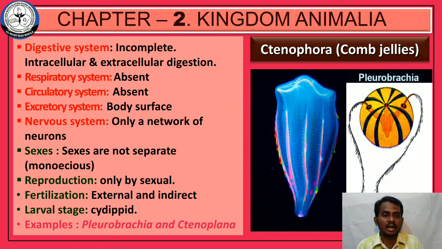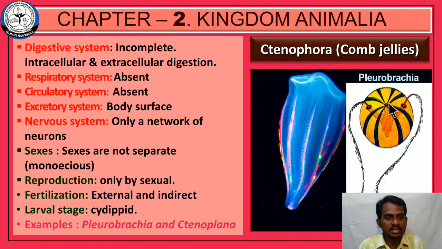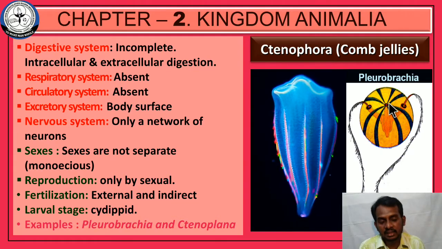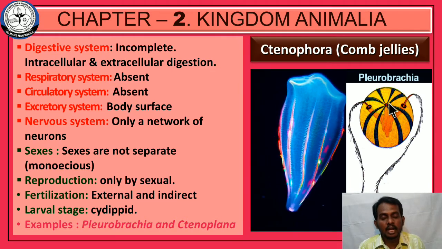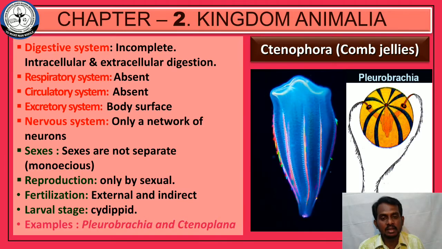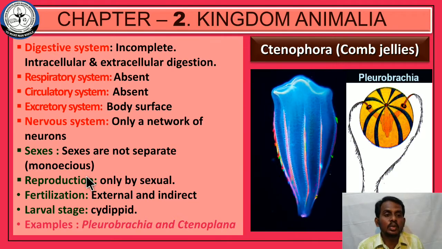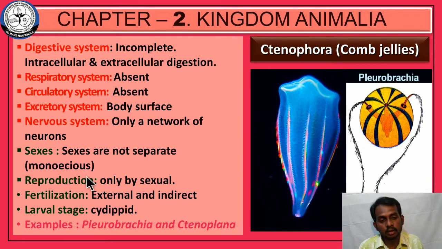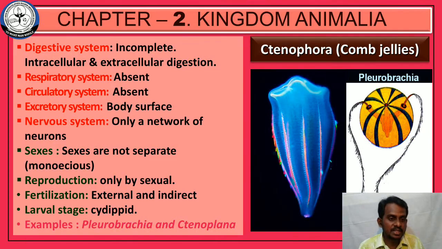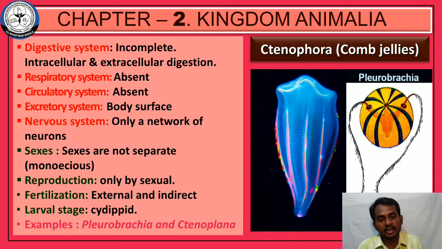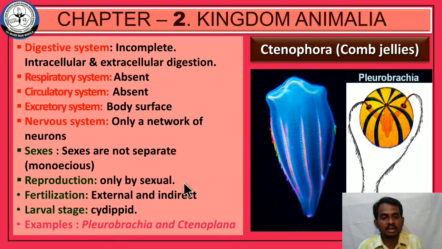Rat, RAT. R means radial symmetry. If an animal is circular, it will definitely be radially symmetrical. A nothing. Then T means tissue level of organization. And mouse, MOUSE. M means monoecious and marine only. OUS, here strike out the letter U. S means only sexual reproduction. The reproduction takes place only by the sexual mode. And E means external fertilization and indirect development.